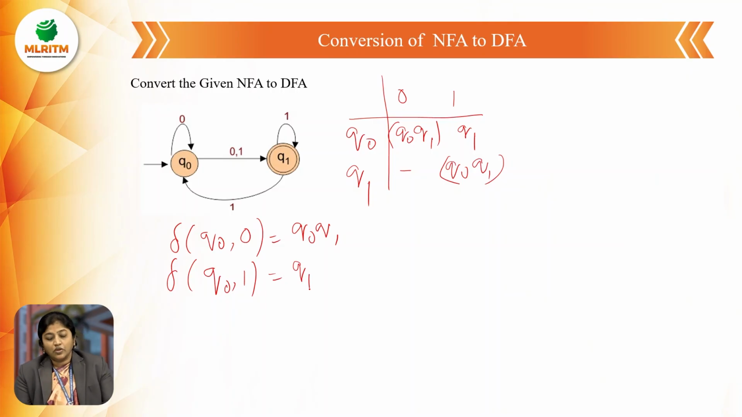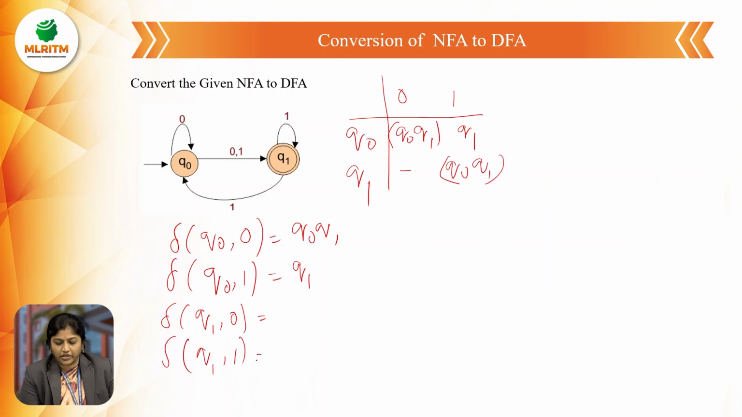So, what are the new states we got? Q0, Q1 as well as Q1. Now, we need to find the transition functions of these two. First, let us find for Q1. Transition function of Q1 on 0, transition function of Q1 on 1. Q1 on 0, nothing. Q1 on 1, Q0, Q1. Is there any new state we got? No, that is Q0, Q1 itself, which we need to derive again. So Q1 is finished.